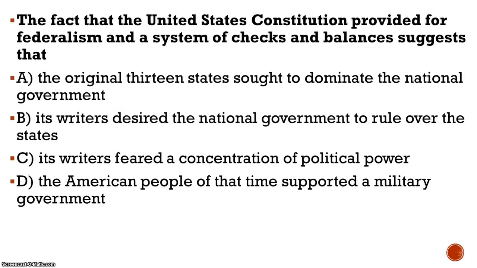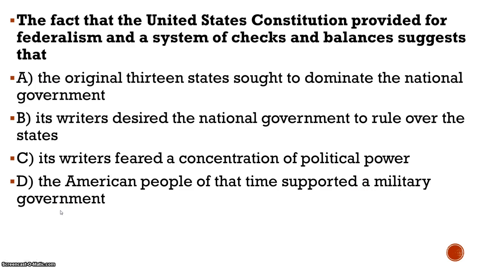All right, so the next multiple choice question we have. The fact that the United States Constitution provided for federalism and a system of checks and balances suggests that A, the original 13 states sought to dominate the national government. B, its writers desired the national government to rule over the states. C, its writers feared a concentration of political power. Or D, the American people of that time supported a military government.